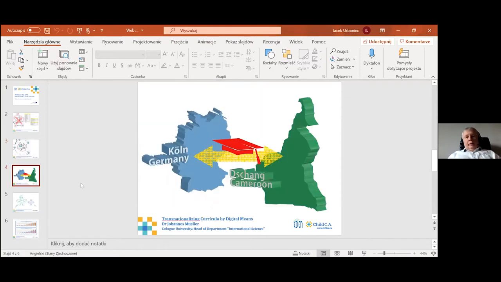Then the next speaker will be Dr. Johannes Müller from the University of Köln. Why? Because Cologne University is much involved in education, joint education with different universities. So it is not an easy process, especially as far as curricula, programs of studies, syllabuses, and all that stuff is concerned.